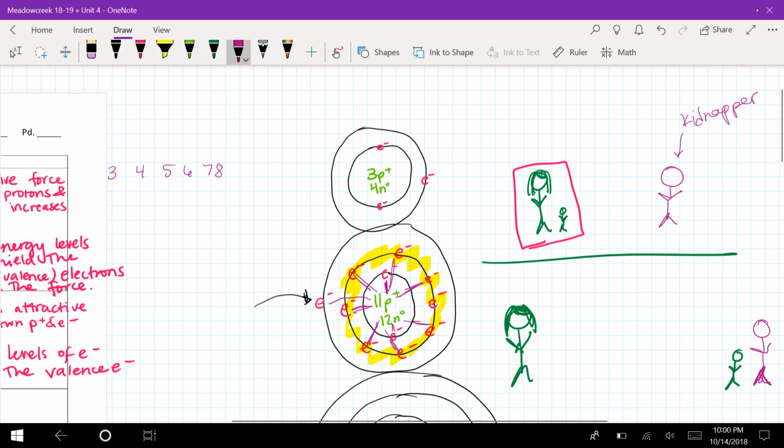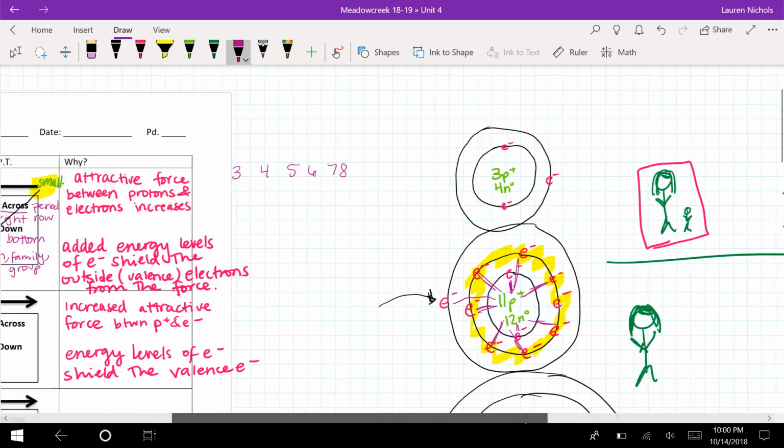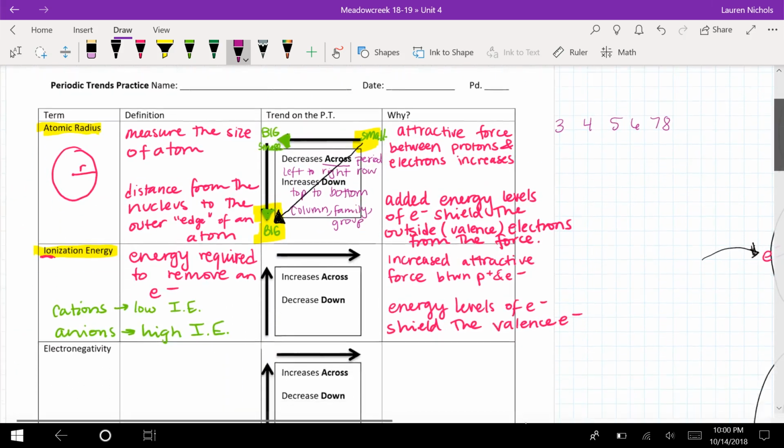The kidnapper wouldn't have to exert as much energy. Okay, so distance, the literal physical distance, changes the amount of energy required to remove that electron from the presence of the atom, or in the case of my analogy with the baby and me, distance changes how much energy is required to remove that baby from my presence. And so that is how it impacts ionization energy.